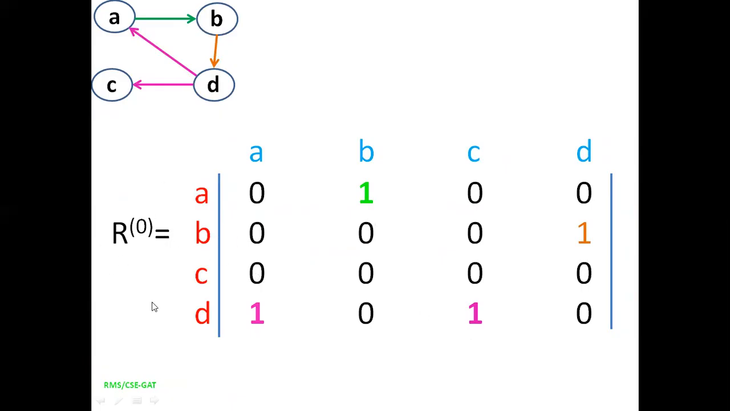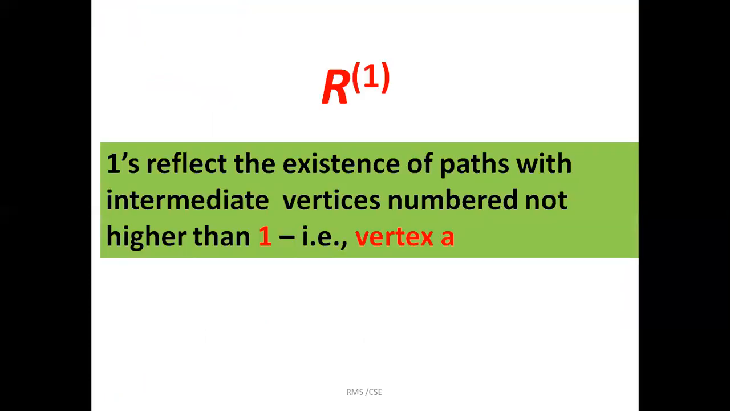R^0 is the same as our adjacency matrix, because the adjacency matrix also contains zeros and ones based on direct edges. R^0 contains zeros and ones based on paths with no intermediate vertex. A path with no intermediate vertex means the same as a direct edge. So next, to find R^1, first we should know what R^1 is. The ones in R^1 reflect the existence of a path with one intermediate vertex. So here the number of intermediate vertices is not higher than 1. It may be either 0 or 1.